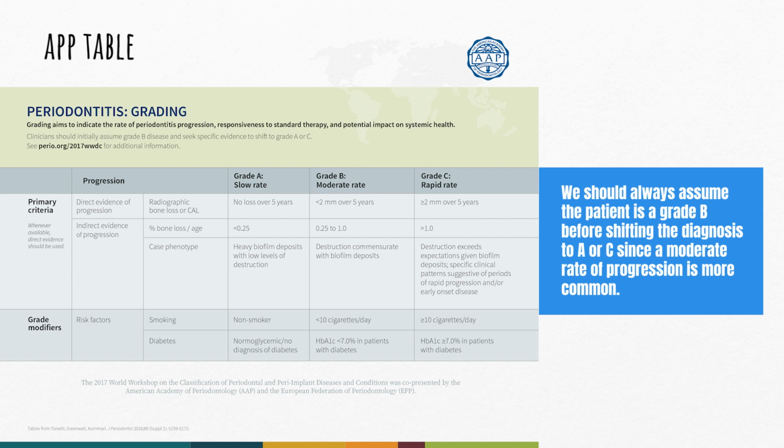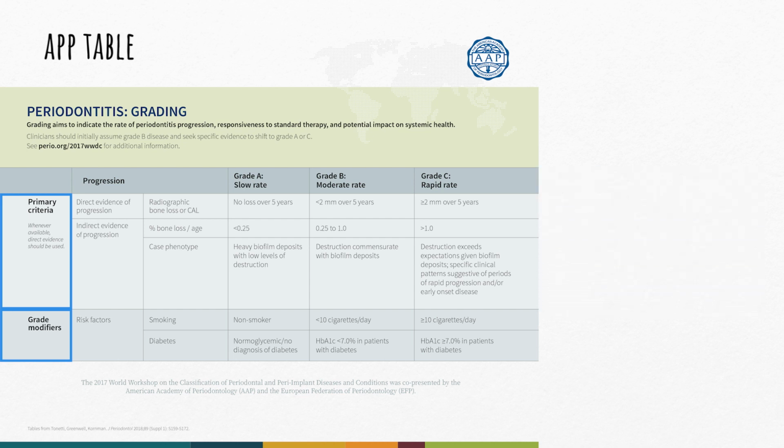Now, on the left-hand side, we have primary criteria and grade modifiers. Primary criteria includes two types of evidence that we can utilize to reach a grade. One is direct and the other is indirect evidence. Direct evidence of progression should always be employed unless it was not mentioned in the question. In that case, we should use factors under indirect evidence.